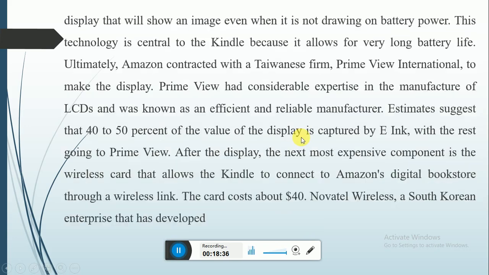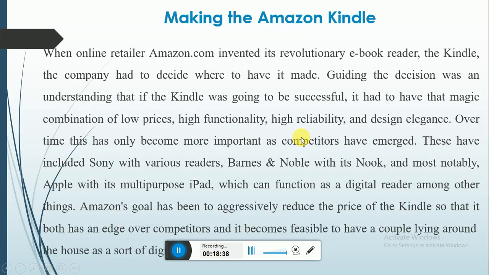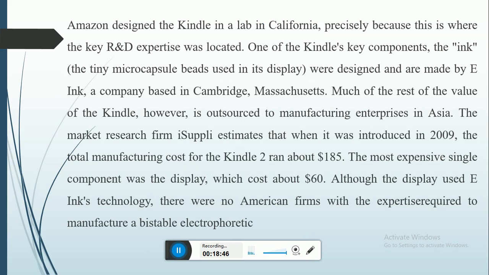So that's the overall case regarding the Amazon Kindle, which you can see if you search for the Amazon e-reader on Google. You will see the design and everything of the product. You see that they have produced each component in different countries based on their reliability, quality and lower price.